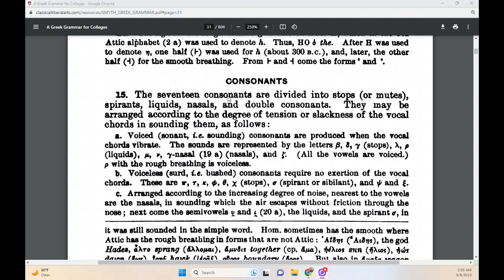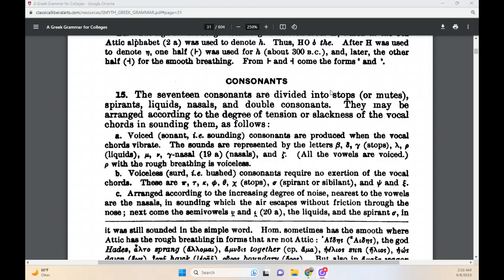The 17 consonants in Greek are divided into stops or mutes, spirants, liquids, nasals, and double consonants. So we learned that there are 24 letters in the Greek alphabet, and here we see that 17 of them are consonants, leaving 7 as vowels. And if we take these 17 consonants, we see that they can be divided into 5 different groups.